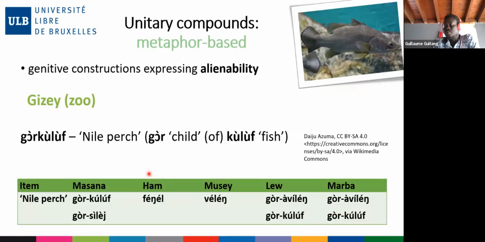So if you take the example of the Nile perch, which is the child of the fish. The Nile perch can't be the child of the fish, but this is a projection of the qualities of child on the fish. And I put some examples here of the ways the different languages refer to the same item. You can see Ham and Musey have an original word, which is similar. And then you have Masana, which uses Gorkuluf like in Gizey, and then there is also Gorsilei. Silei here is the word for tilapia. And then you can see from Marba in the Marba Leo continuum that they either use Gorkuluf or Gor plus the thing that Ham and Musey use. So it is interesting to see the different directions things go.